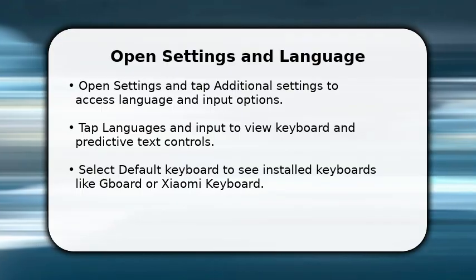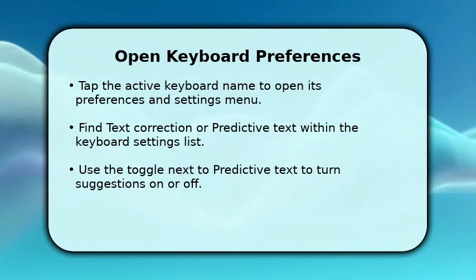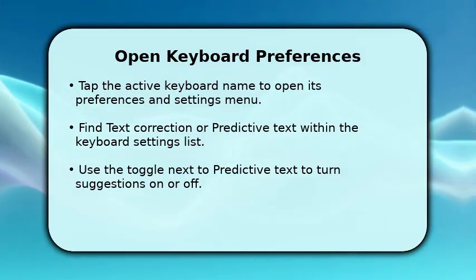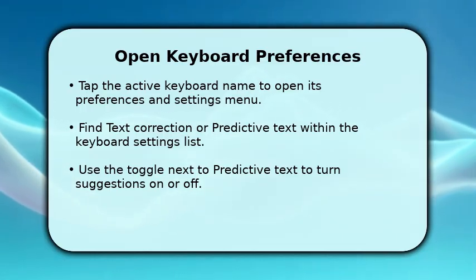This step ensures you adjust the keyboard actually active on your phone. Keep your device unlocked and at least 3 minutes free for these steps. After selecting the active keyboard, tap its name to open its preferences. Look through the settings list for text correction or predictive text options. These settings are commonly under typing or suggestions sections.